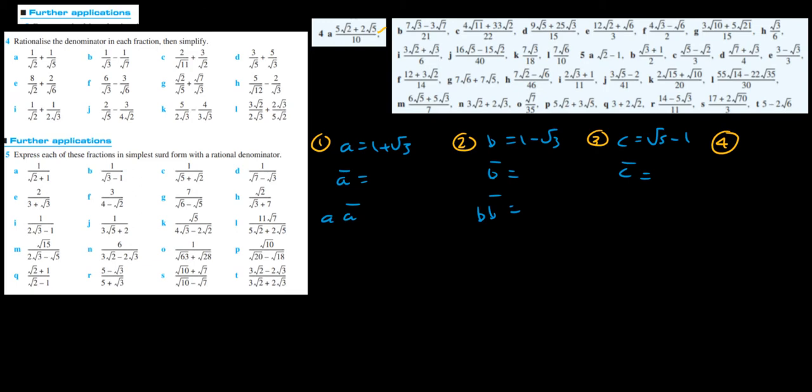And let's do a difficult one at the end. Let's do negative root 5 negative 1. I want you to work out the conjugate and then the conjugate multiplied by the original. Okay, off we go. Pause the video. Okay, hopefully you've done that now.